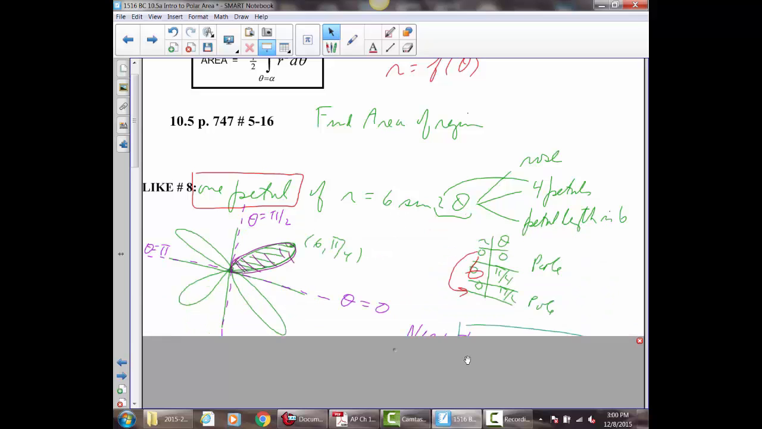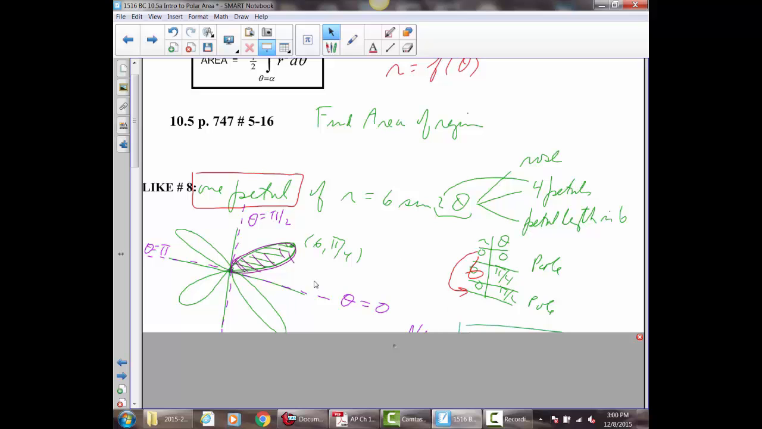Going back to the roses, since this is 2 theta, we're going to have twice as many as 2, which is 4 petals. The petal length is 6. You can check that if you plug in theta equals 0, you get r equals 0. So there's your pole, which is the center of your circle. Because the angle is 2 theta, instead of plugging in pi over 2, I'll plug in half of that. 2 times pi over 4 is pi over 2. The sine of pi over 2 is 1, and I get r equals 6. So that gives me 6 comma pi over 4, which gives me my first petal.